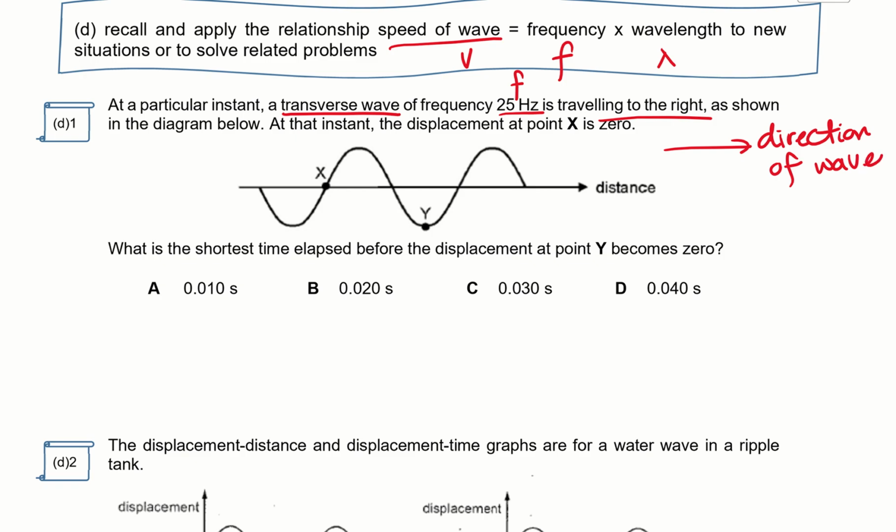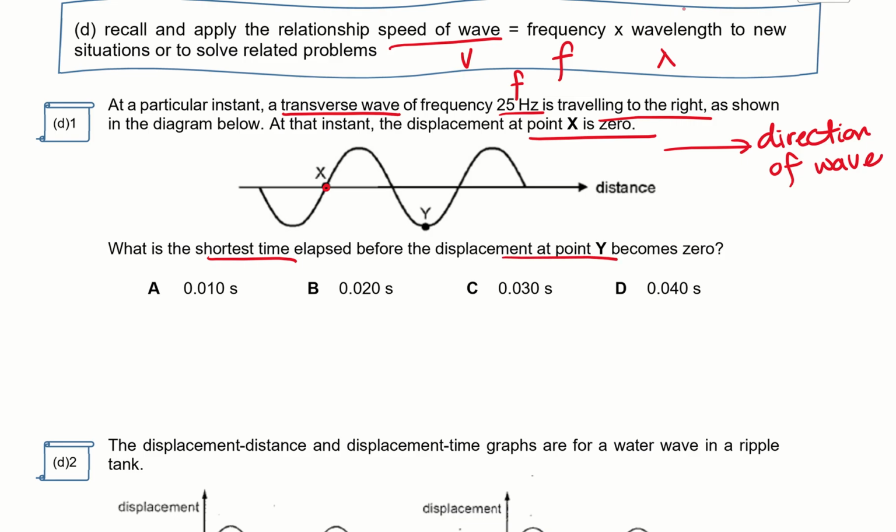Okay, so as shown in the diagram below, at that instant, the displacement at point X is 0. So this is our X. It is 0 because it's at the rest position, but it doesn't mean that the speed or velocity is 0, right? It's in fact maximum. So they're asking what is the shortest time elapsed before the displacement at point Y becomes 0.